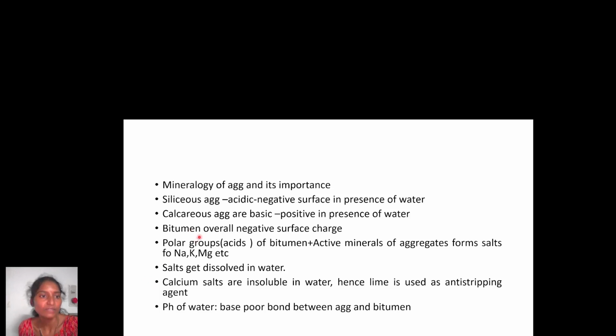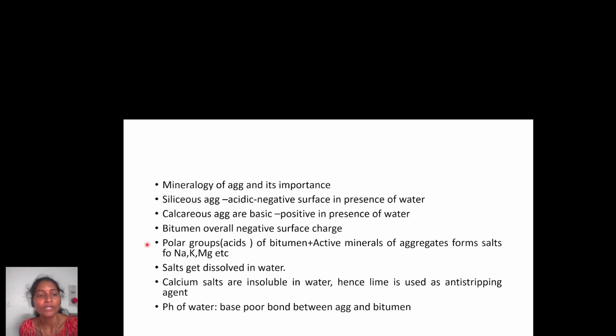And we have seen siliceous aggregates and also calcareous aggregates, two types of aggregates, and we already know that bitumen is having an overall negative charge. When bitumen is having the overall negative charge, we have seen how it has a good bonding with calcareous aggregates. And we also will see a few questions on these topics which we are discussing now in upcoming slides.